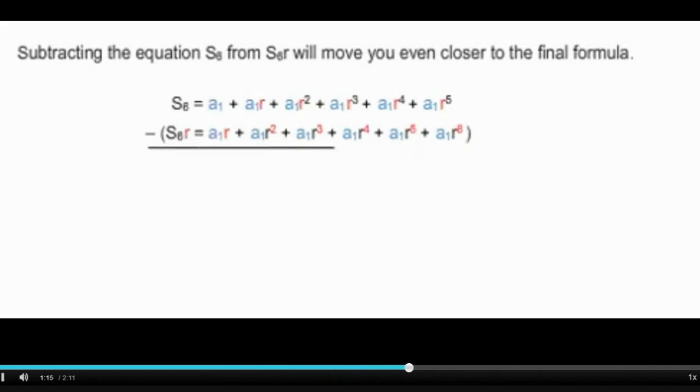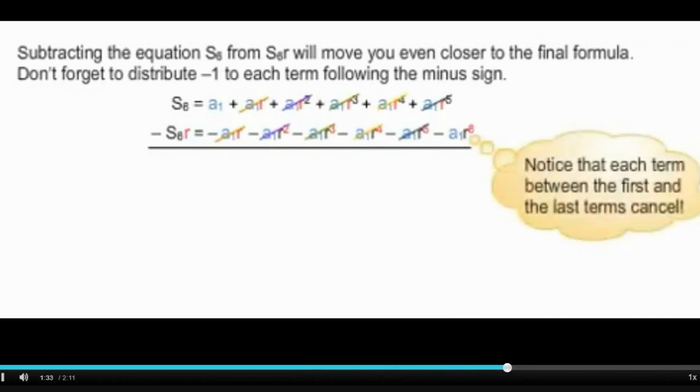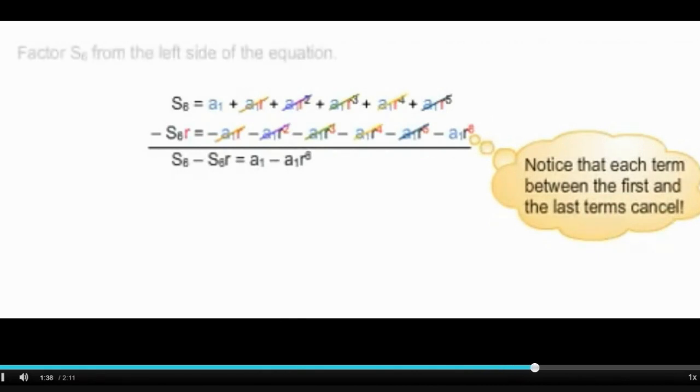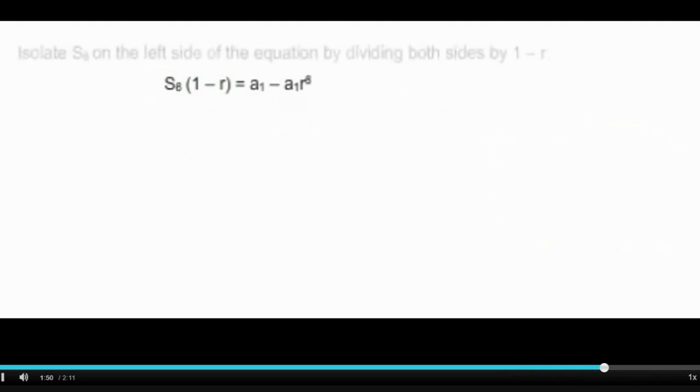Subtracting the equation S6 from S6R gets even closer. But now they're getting fancy with it. They're going to subtract that entire thing. And look, they offset each other to where it just leaves the first term and the last term. A1 minus A1 times R to the 6th. So factor the S6 out. 1 minus R. And divide both sides by that. That'll give us our formula.